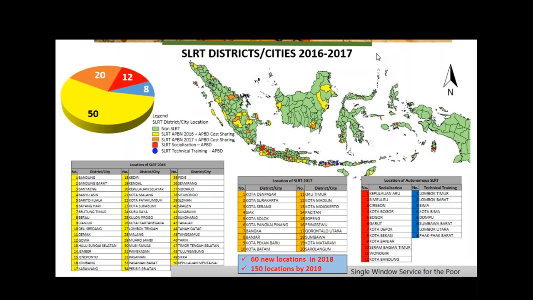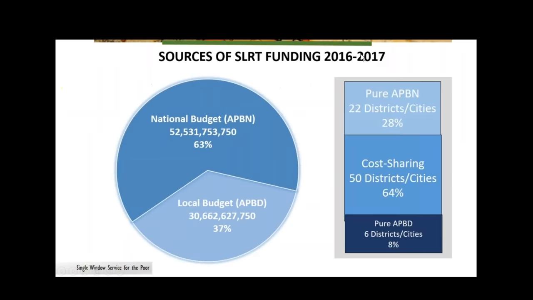In terms of the sources of SLRT funding, just to summarize, between 2016 and 17, 63% coming from national budget or APBN, and almost 40% coming from local budget. So this is a very good indication, and it has increased from 2016 to 2017.